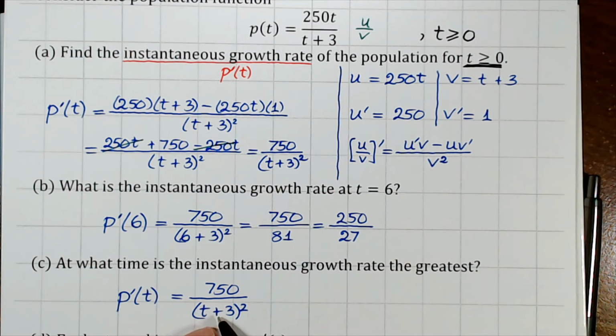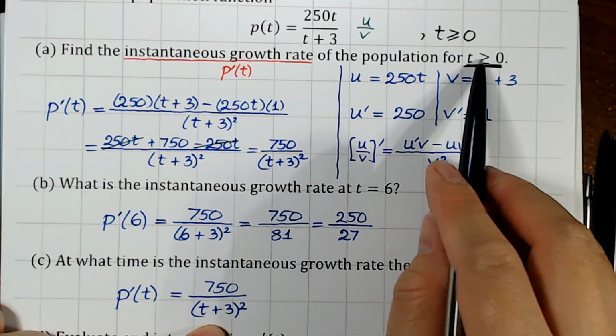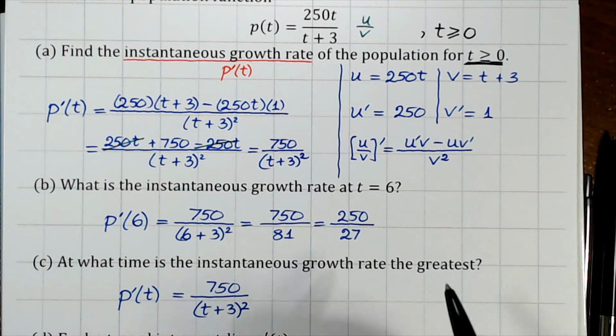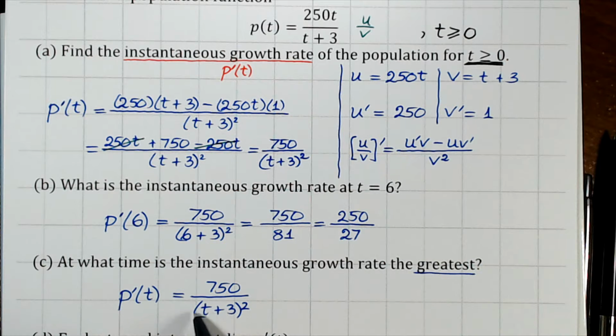So here we have positive. As t gets bigger and bigger, t plus 3 squared gets bigger and bigger. So the smallest possible t plus 3 squared is where t equals 0. If the denominator is the smallest, the quotient will be the greatest. So we want this to be the greatest, meaning the denominator has to be the smallest, and that's when t equals 0.